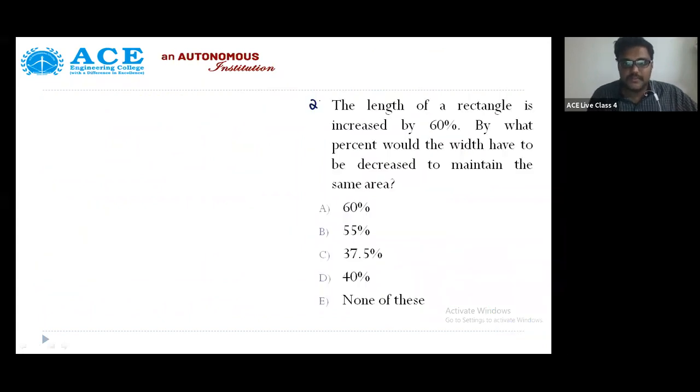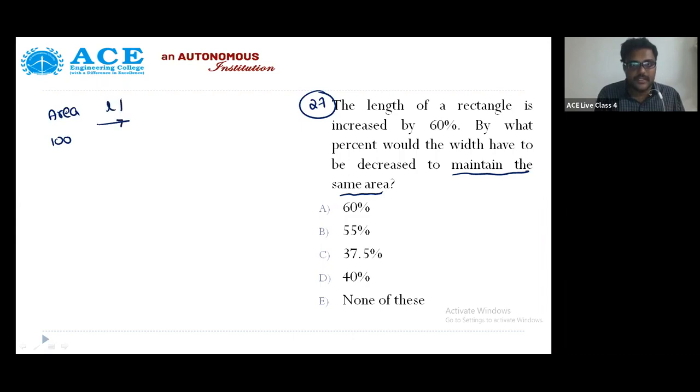Now let's see about this question. Length of a rectangle increased by 60%. By what percent should the width have to be decreased to maintain the same area? You can use the shortcut or you can go with any method. Area considered as 100. Length increased 60%, so area becomes 160. You have to bring it back to the same area. This will be done by width decrease or breadth decrease.